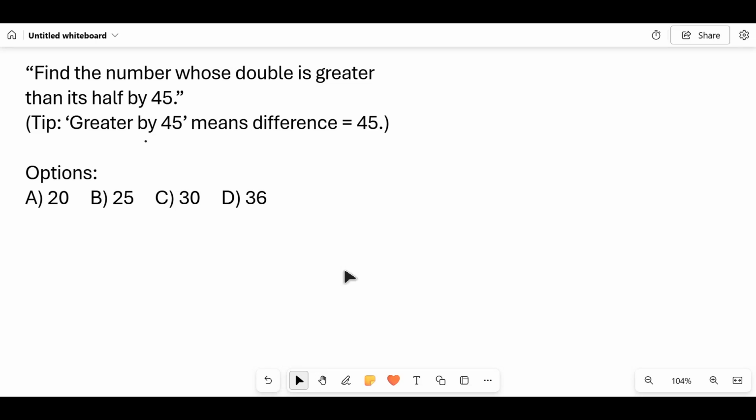In this video, the question is: find the number whose double is greater than its half by 45. The tip they have given is that greater by 45 means the difference is equal to 45. The options given are option A 20, option B 25, option C 30 and option D 36. So let us see how to solve this.